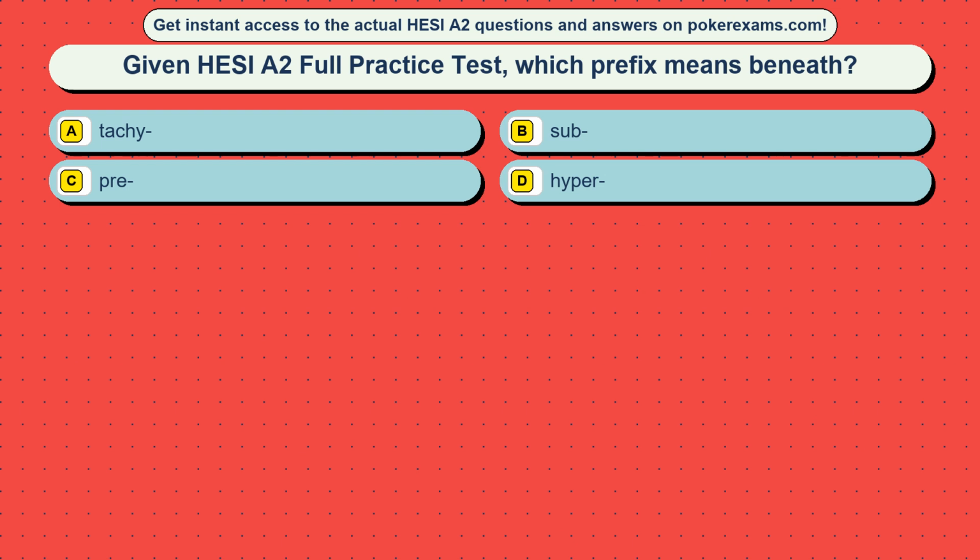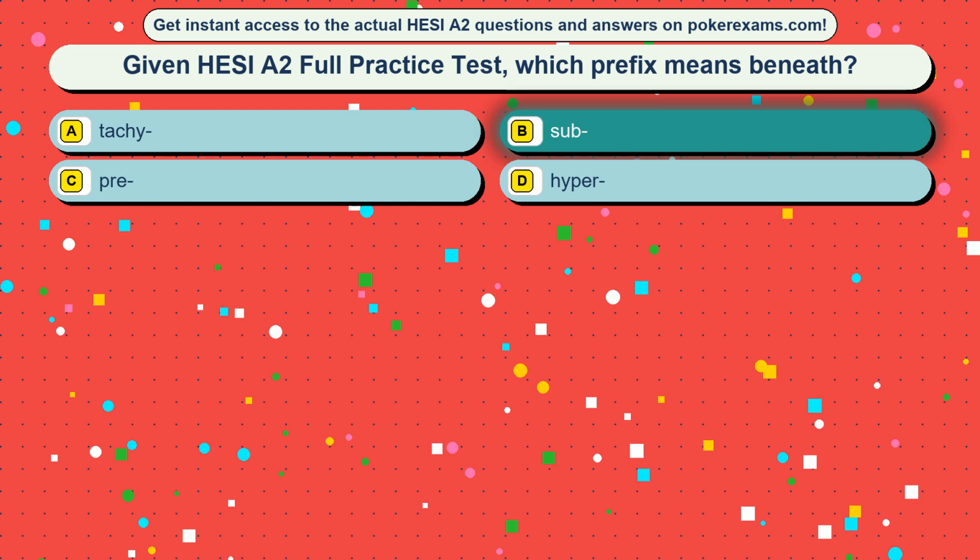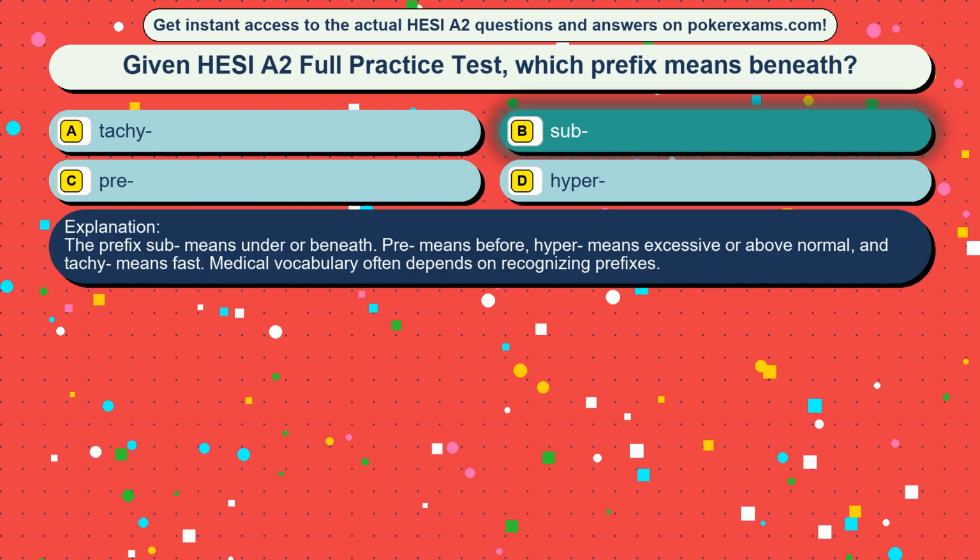Question 48. Given HESI A2 full practice test, which prefix means beneath? Option A, tachy. Option B, sub. Option C, pre. Option D, hyper. The correct answer is option B, sub. The prefix sub means under or beneath. Pre means before, hyper means excessive or above normal, and tachy means fast. Medical vocabulary often depends on recognizing prefixes.